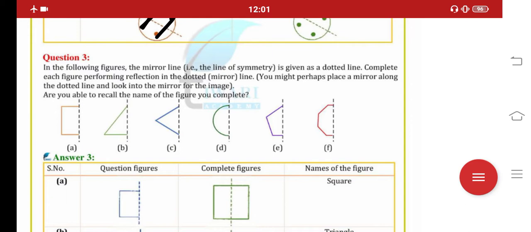That is called line of symmetry or mirror line, and it is given as a dotted line. Complete the figure, looking into the mirror image. Are you able to recall the name of the figures you complete? So what we have to do: one half is given, we have to construct, or we can say draw, the other half. So if we draw like this, this will be the other half.